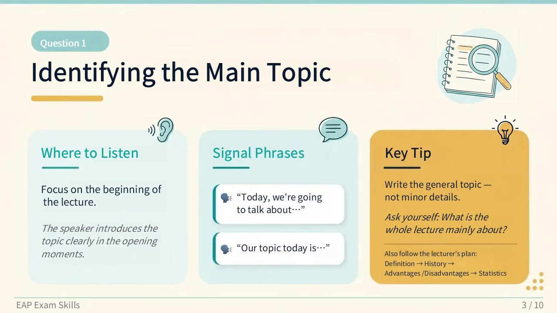For this question, do not focus on one small detail. Listen carefully to the beginning of the lecture because the speaker usually introduces the topic clearly. For example, the lecturer may say, "Today we're going to talk about," or "Our topic today is." Tip: write the general topic, not every detail. Ask yourself, what is the whole lecture mainly about?